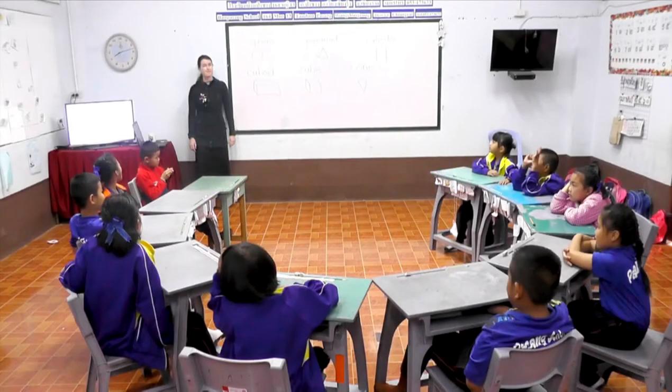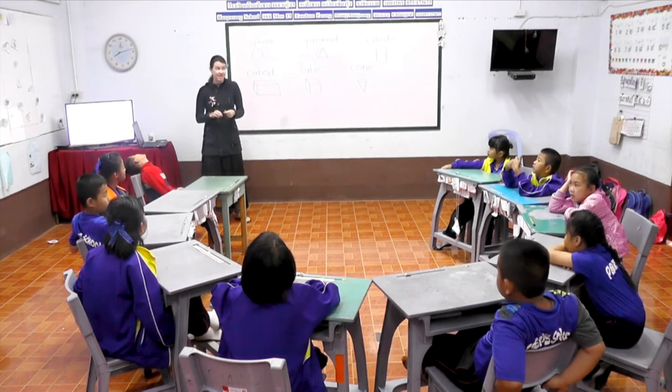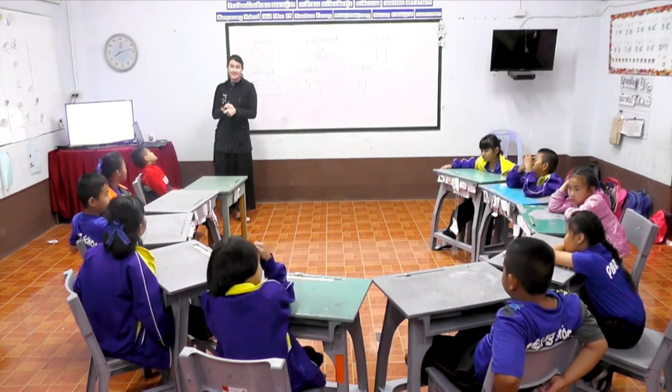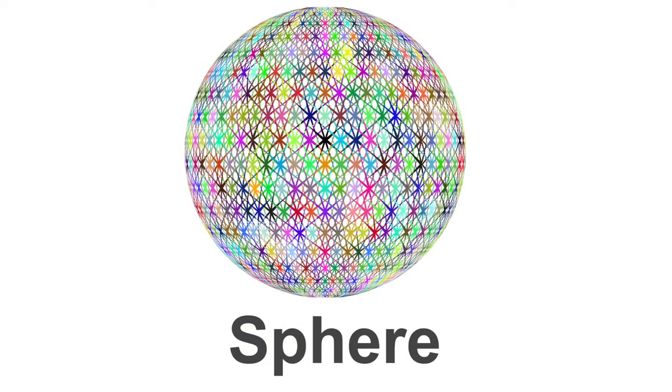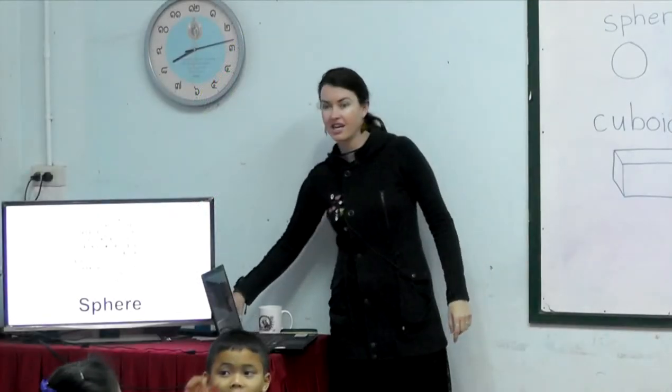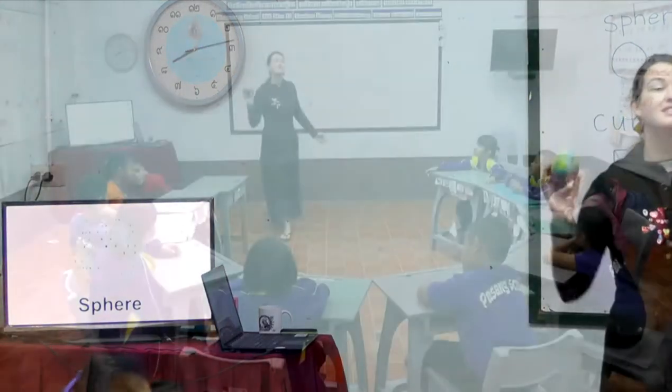Sphere. Good. It's like the word fear, like afraid, with an S in front. Sphere. Sphere. Good job. Yeah, that P and H looks kind of funny. It makes a f sound together. Sphere. Sphere is like our ball.